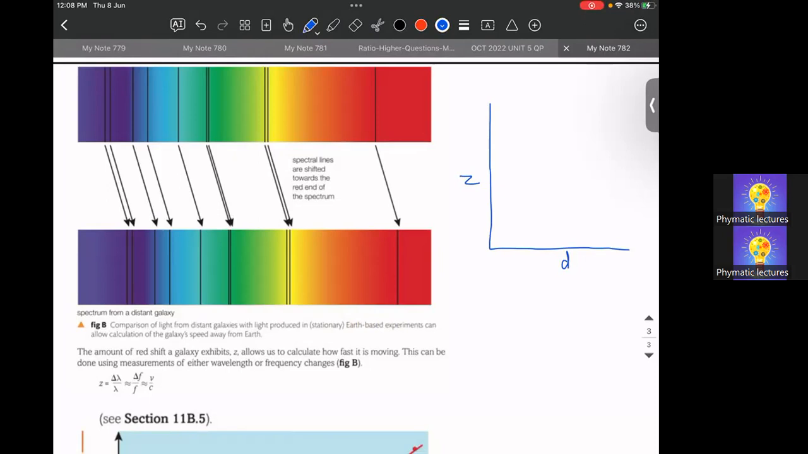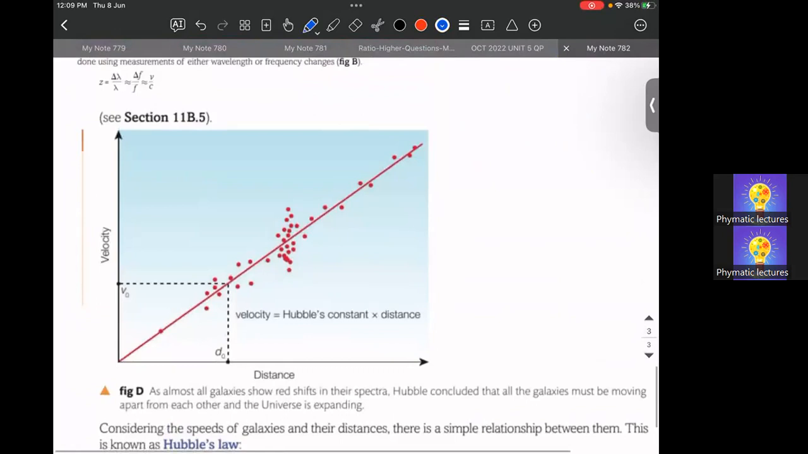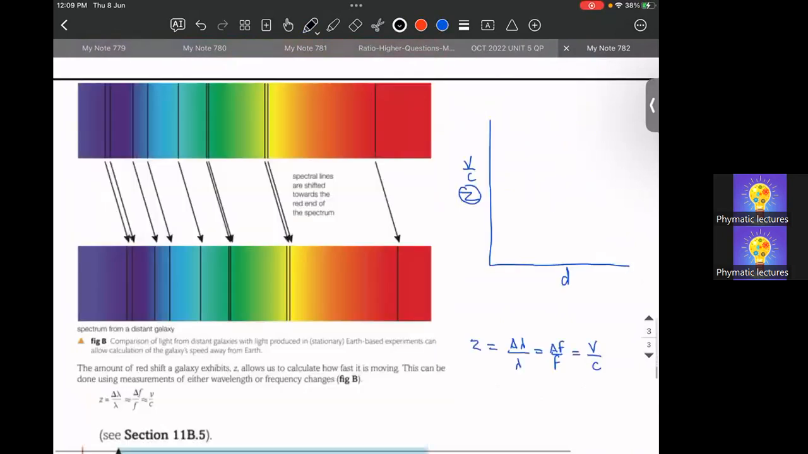Because basically, what is redshift? Redshift is delta lambda by lambda, or delta F by F, and that is exactly V by C, velocity over C. So redshift means it is actually V by C. They are actually drawing a graph of V by C versus D. We know that the velocity versus distance graph is a straight line. So V divided by C versus distance will also give the same straight line. Why? Because C is not a variable. C is the speed of light. So the variation still remains a straight line.